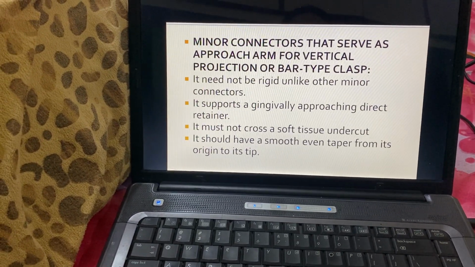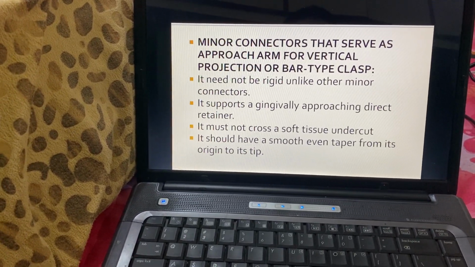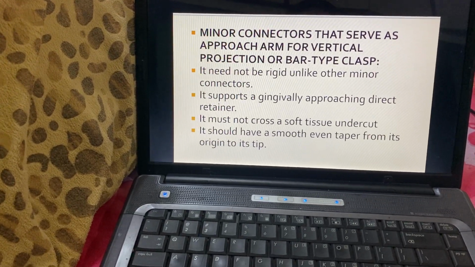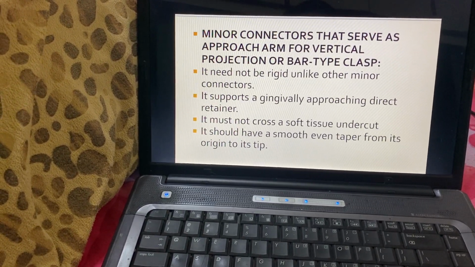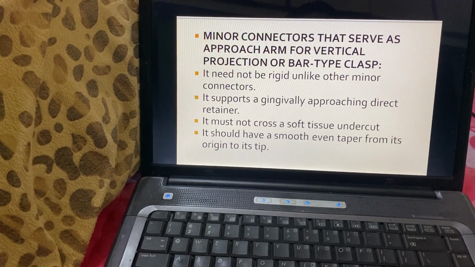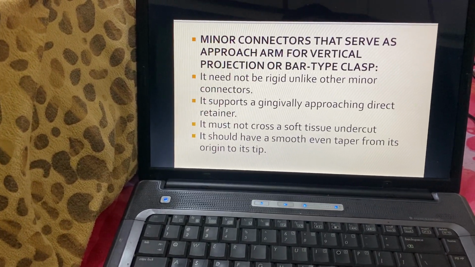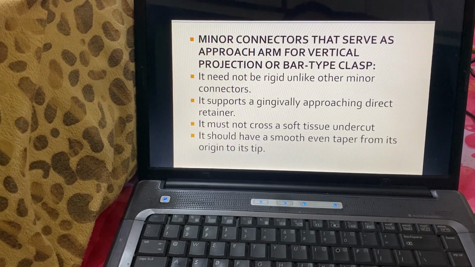The minor connector that serves as an approach arm for the vertical projection or the bar type clasp need not be rigid unlike other minor connectors. It supports a gingivally approaching direct retainer, must not cross a soft tissue undercut and should have a smooth even taper from its origin to its tip.